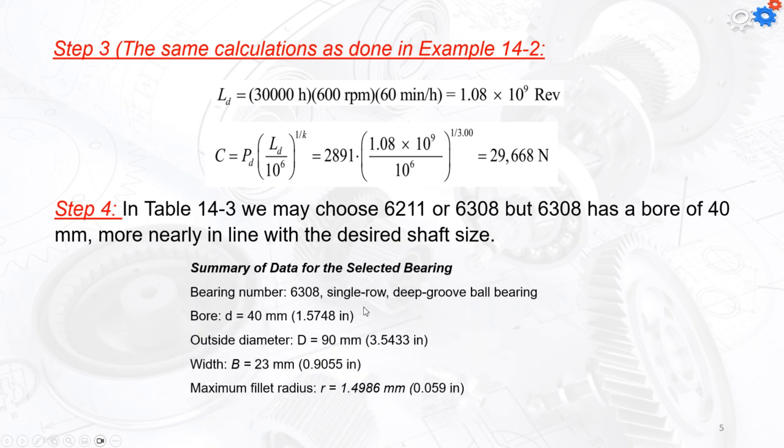So we just found the bearing. It's going to be the 6,308 single row groove ball bearing. Diameter is 40 millimeters. Outside diameter is 90 millimeters. The width is 23 millimeters, and the maximum fillet radius is 1.49.